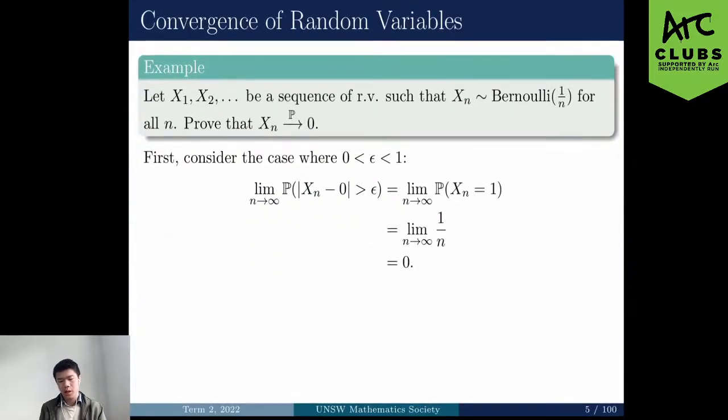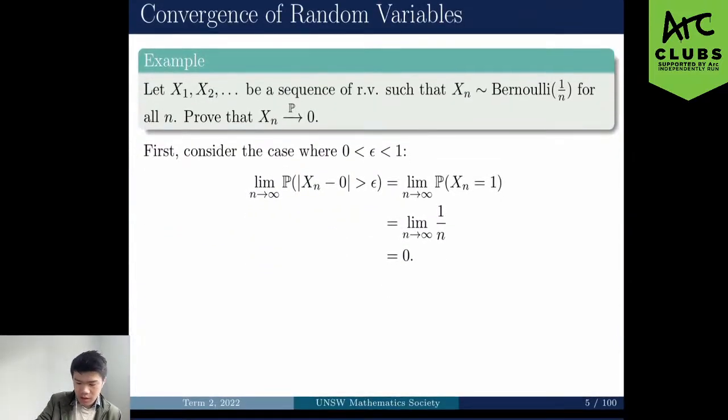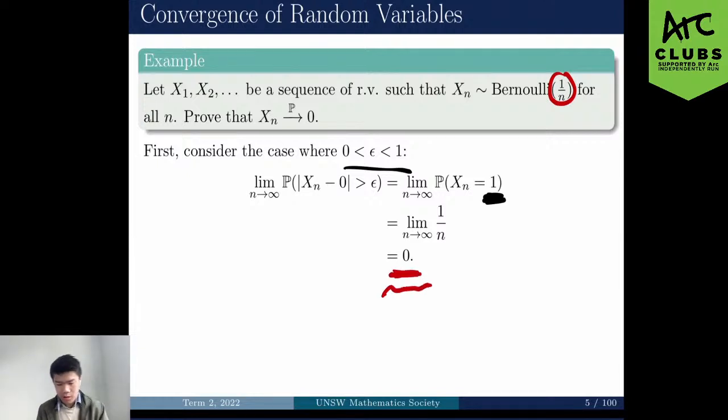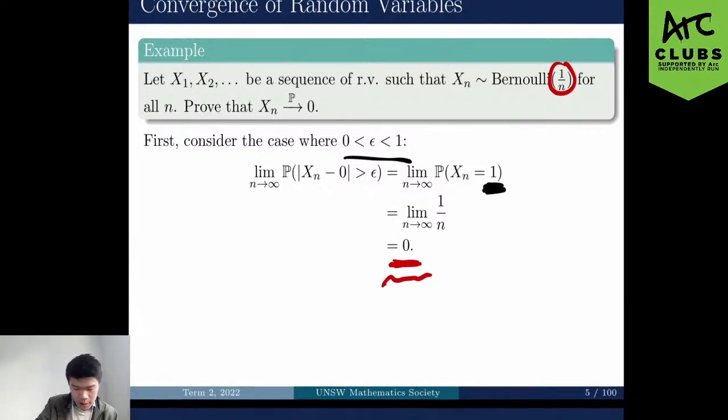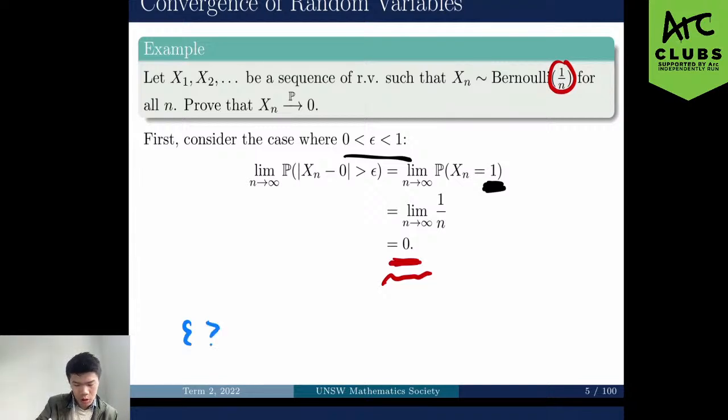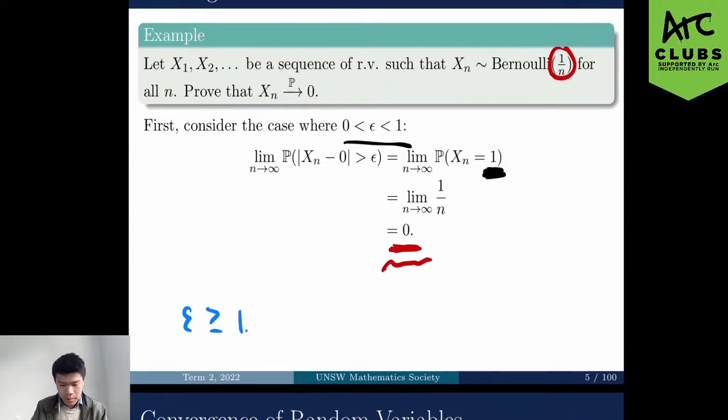So consider the case where epsilon is between 0 and 1. Then it's actually really simple. The probability of this event is just equal to the mass at 1, and we know that's equal to 1 on n. And at that point, it just becomes really simple to calculate the limit of that as n goes towards infinity, and we end up getting 0. Okay, so that's our first part, but we still have to consider the other part, because we know that epsilon can be any real number greater than 0. So now let's consider the case where epsilon is greater than or equal to 1.